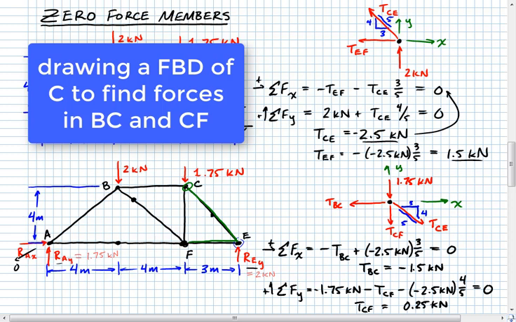All right, and so that's basically it. We've gotten two more values here. We know this one is negative 1.5 kilonewtons, which means it's in compression, and this one is 0.25 kilonewtons. That's positive, so that one will be in tension. So let me go ahead and sketch those in here. Now we have found that one and that one.